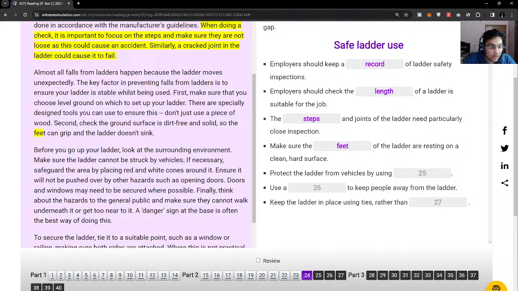And make sure the ladder cannot be struck by vehicles. If necessary, safeguard the area. Protect the ladder. Safeguard it by placing red and white cones around it. By using what? Cones. Use a danger sign to keep people away from the ladder. So we are here. We just answered this question.